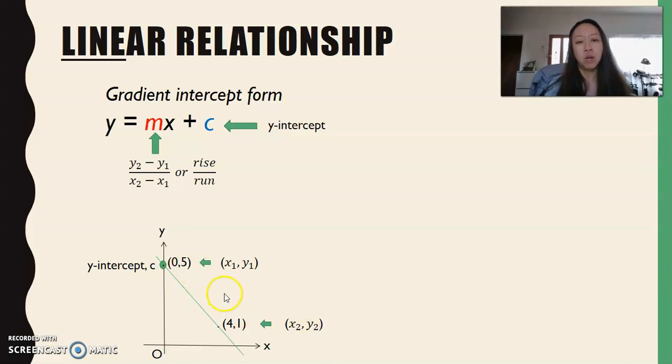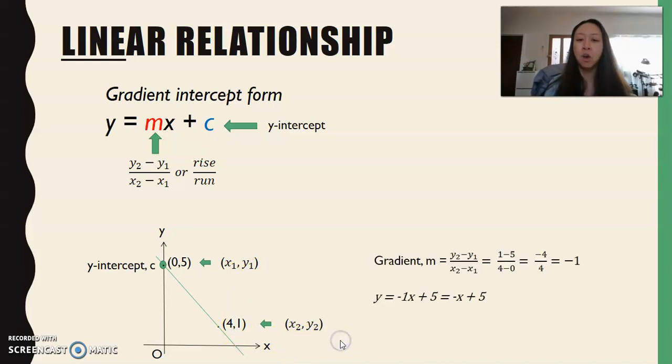Let's say I set my (0, 5) as (x1, y1) and my other point as (x2, y2). In order for me to calculate the gradient, I just have to substitute the values of these pronumerals into the equation. My y2 has a value of 1, so this is 1, take y1, which has a value of 5. That's why I'm substituting 5 over here.